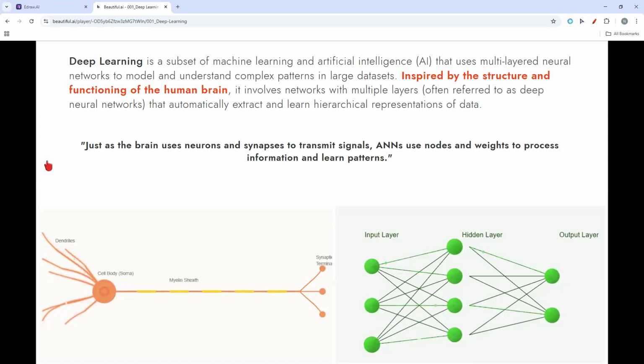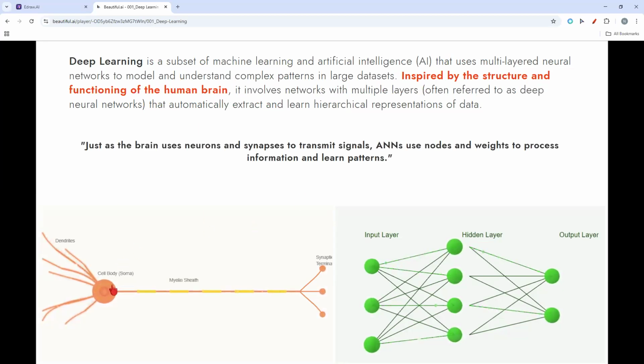And then we are moving to the definition of deep learning that we have seen earlier. Deep learning is a subset of machine learning and artificial intelligence that uses multi-layered neural networks to model and understand complex patterns in large data sets. Of course, this might be a little bit confusing for you, but deep learning is inspired by the structure and functioning of the human brain, right? So that's what I would like to say. And it involves networks with multiple layers. So let us come to this part.